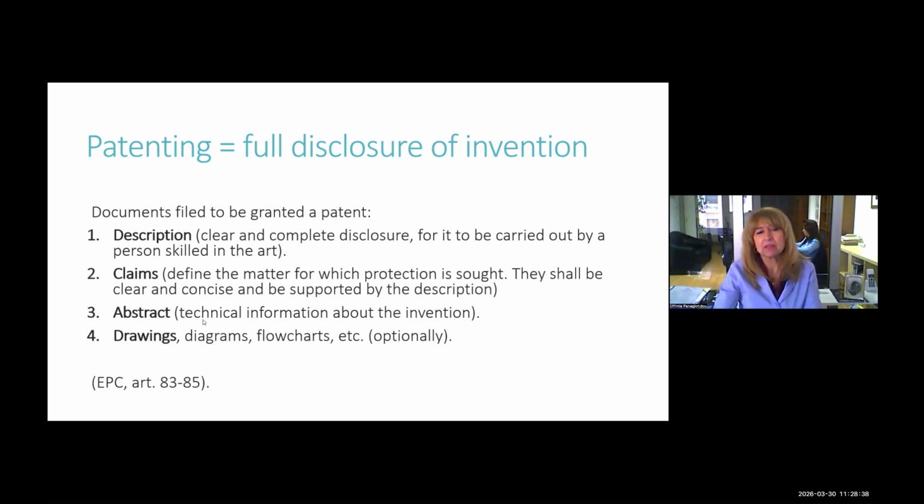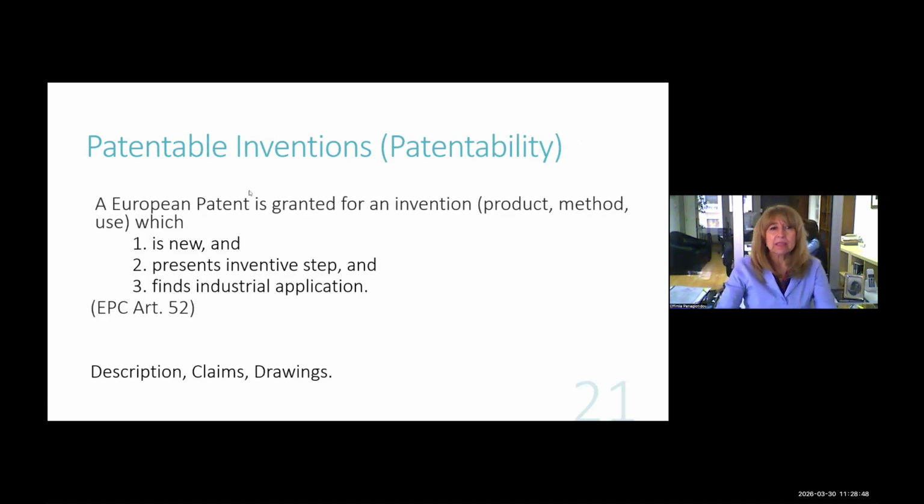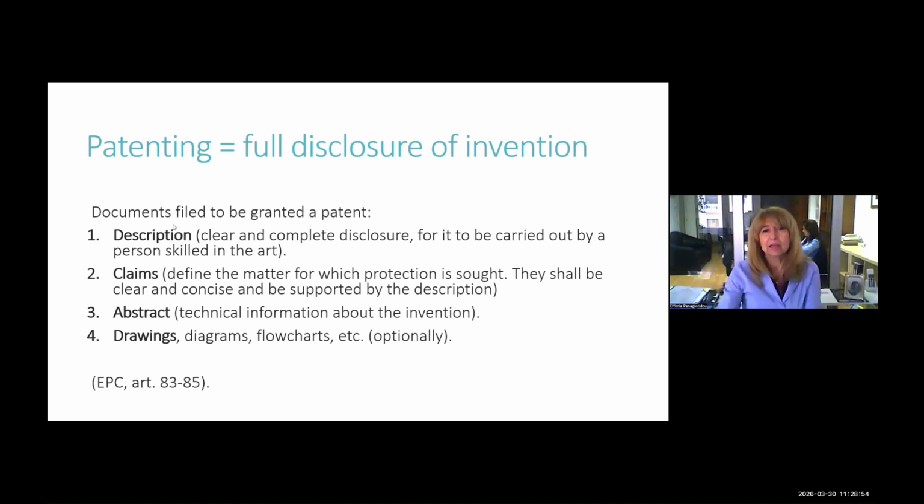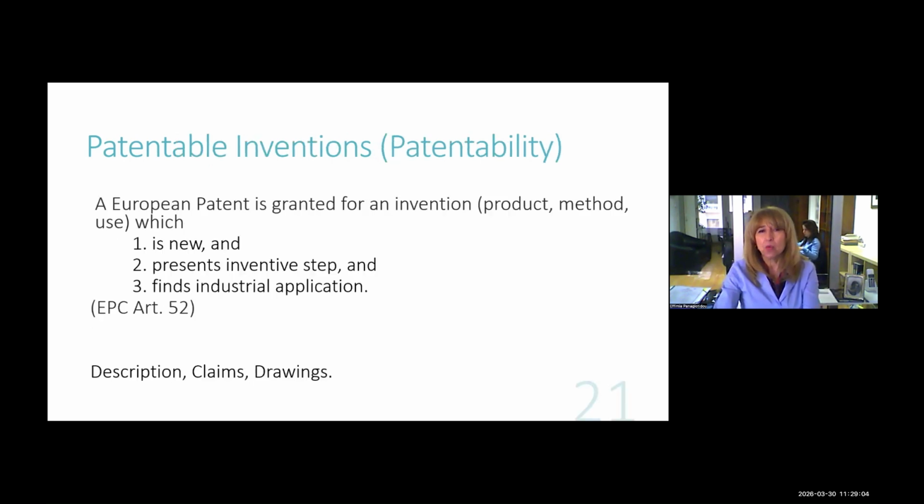The third is the abstract. The abstract is very short and it's not so important. And the drawings, they accompany the description if there are drawings. There are not always drawings. So we apply for the patent and we file to the EPO or to WIPO or to the national office these 4 documents. And then the examiner will examine those documents and he has to examine whether those documents, especially the description, reveal something that is new, presents an inventive step, and finds an industrial application.